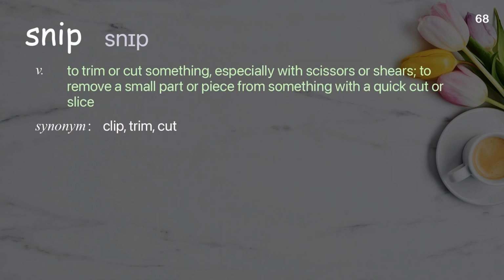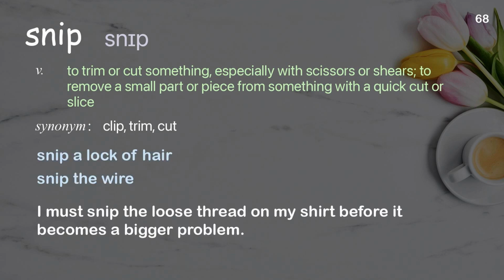Snip. To trim or cut something, especially with scissors or shears, to remove a small part or piece from something with a quick cut or slice. Examples: snip a lock of hair. Snip the wire. I must snip the loose thread on my shirt before it becomes a bigger problem.